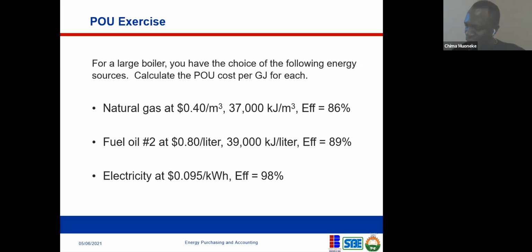For the person that got the answer for the fuel oil, you can proceed and then try your hands on the electricity. See if you can also get the point of use cost per gigajoule, dollar per gigajoule.